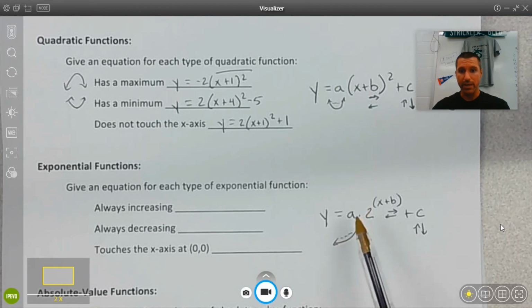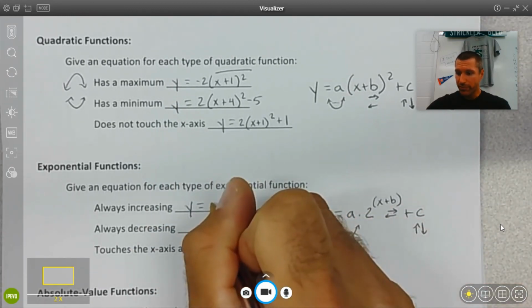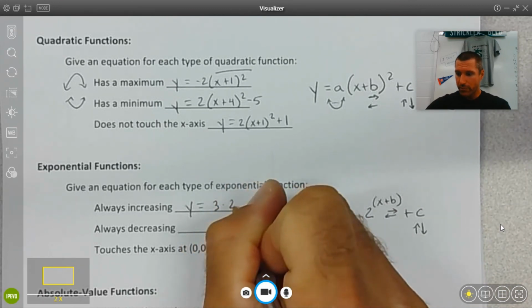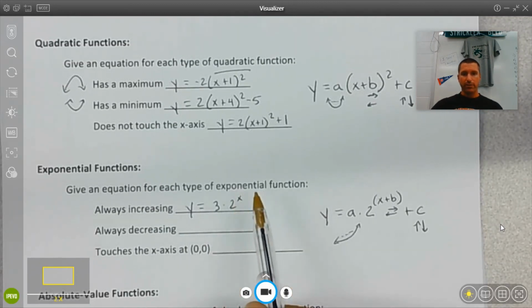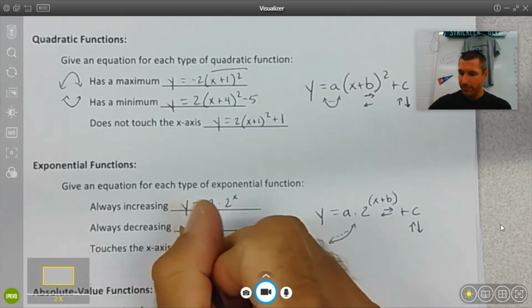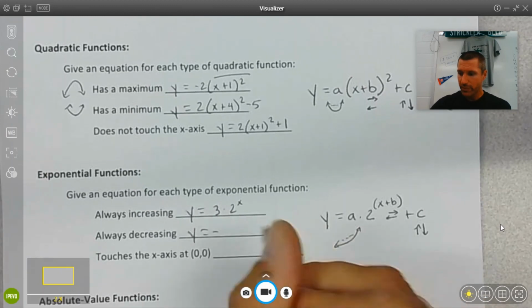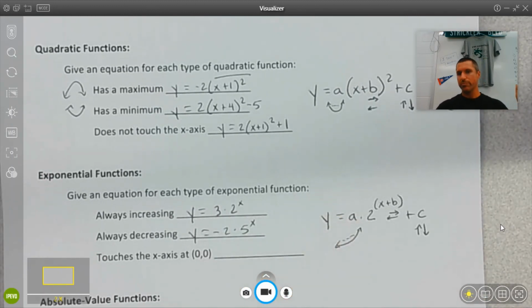Well, for it to be increasing, the a value has to be positive. So y equals some number in front of the base, let's say 3 times 2 to the x power. You should just leave it like that. Let's keep it simple. But you could add or subtract onto the x. You could throw a c value in there. That a is positive, it's going to be increasing. For it to be decreasing, a has to be negative. So y equals negative 2 times 5 to the x power. Change the base. As long as that a value is negative, boom. Touches the x-axis at 0, 0.